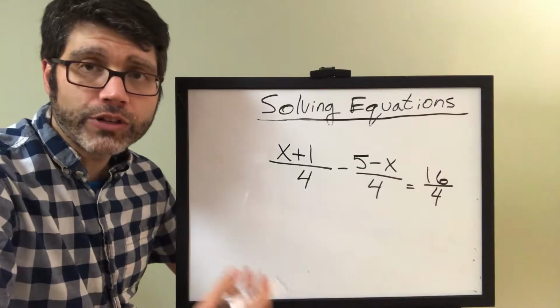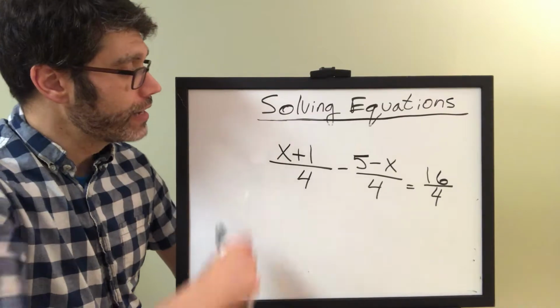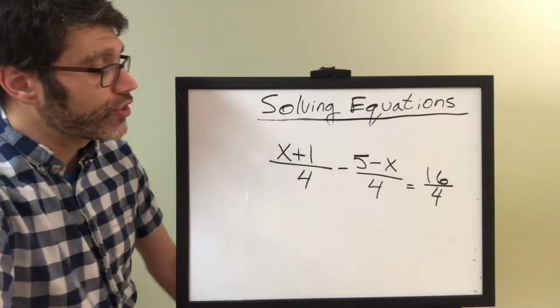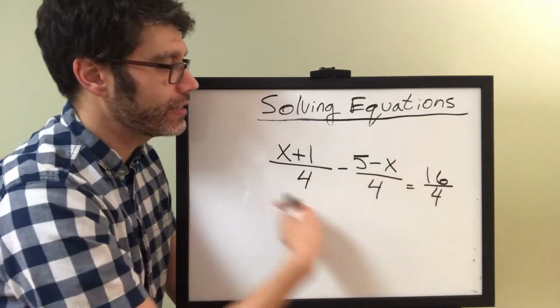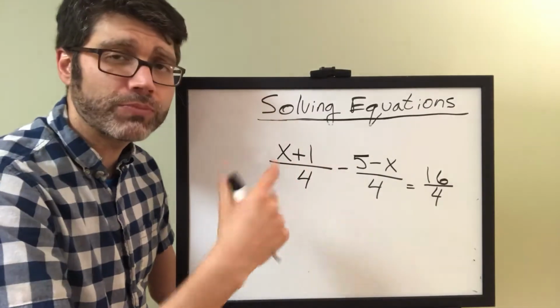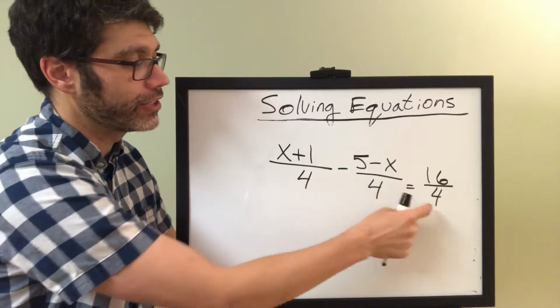All right, here we have another equation that we're going to solve for x. Now, x shows up in different places, but that's okay. We're solving for a value of x that will make this entire equation balanced, okay? The difference that we see now is that we have fractions, we have denominators here, all right?